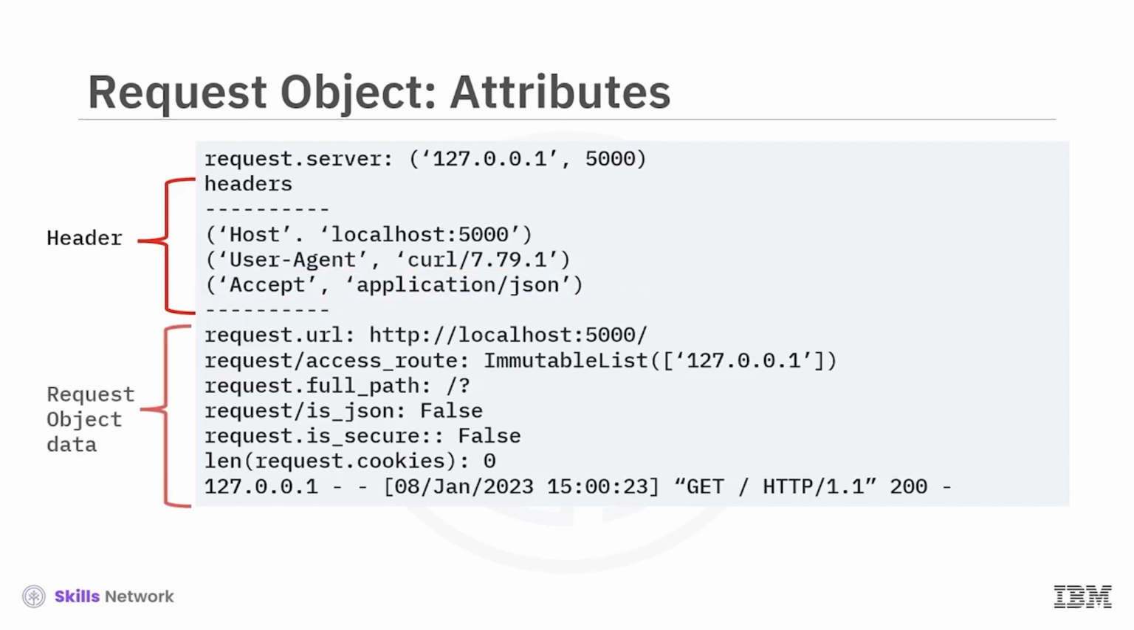Okay, let's look at some more attributes from the request object. The URL requested is http://localhost:5000. The access route list contains the single value of 127.0.0.1. The full path for the request is the home path indicated by a single /. Is JSON is false, as we are not sending any data with the GET request. Is secure is false, as the URL is HTTP and not HTTPS. And the length of the cookies dictionary is 0.